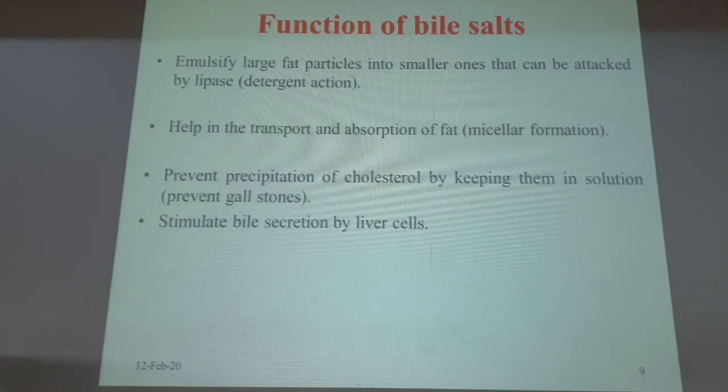And one of the functions of bile salt is that it will stimulate the liver cells to secrete more bile. This will stimulate more secretion of bile.